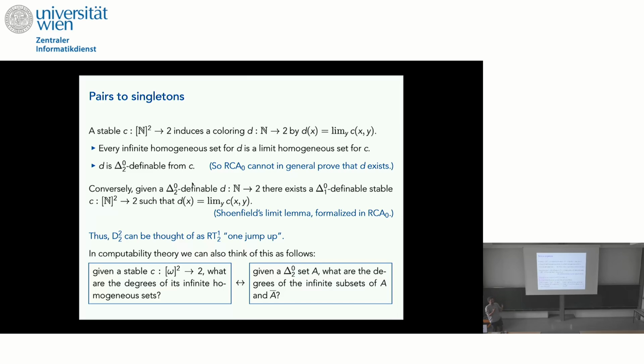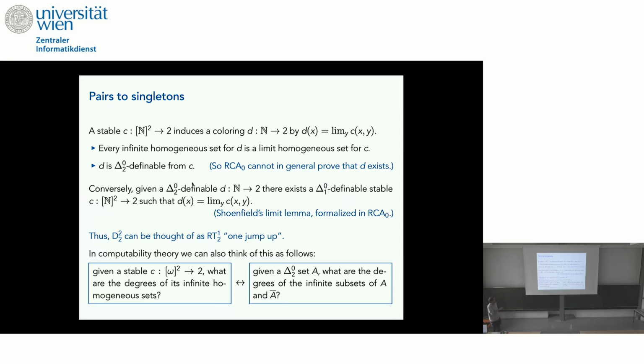Delta 2 way, because there's a point after which it has the same color, that's sigma 2, but also infinitely many numbers have the same color since there is a limit. Again, infinite implies cofinite, right? Does that make sense? So we have both a pi 2 and a sigma 2 definition, and so this D is delta 2 definable from C. That's in RCA naught. There you can just write it down.